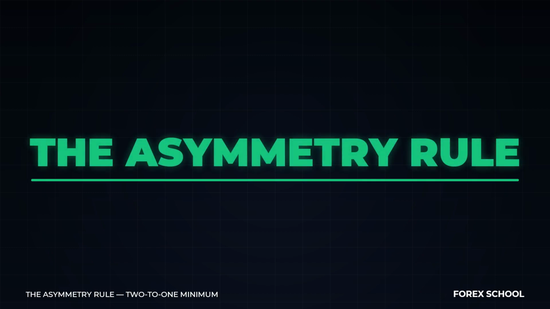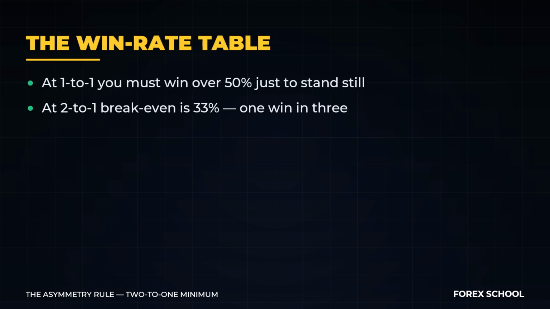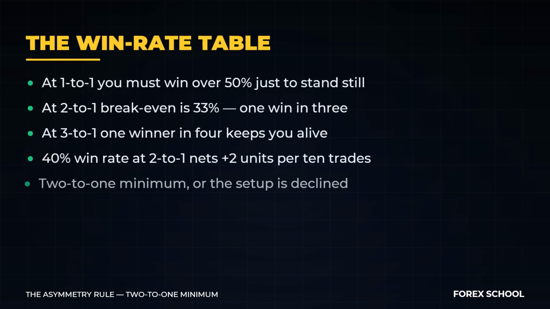That equity curve worked because of a second rule hiding in plain sight: every winner paid double the risk. This is the asymmetry rule, and it quietly rewrites the win rate you actually need. Let's speak the table out loud, because it changes how you see every trade you will ever take.